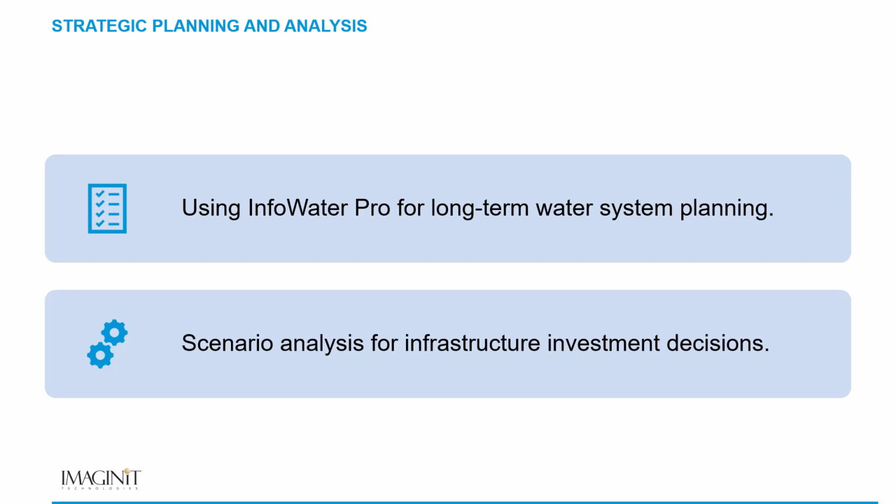With the increasing impact of climate change, water utilities must adapt their strategies to address new patterns of water availability and demand. InfoWater Pro's simulation tools help in assessing the resilience of water systems to climate variability, ensuring that utilities can maintain service levels even under changing environmental conditions.